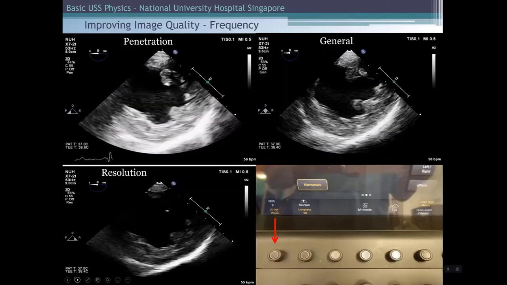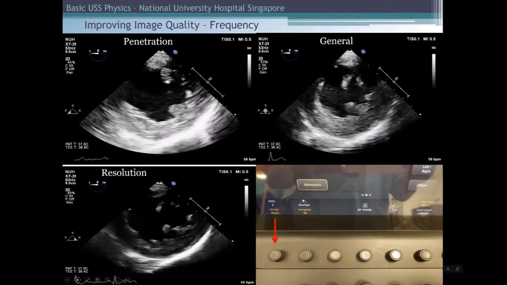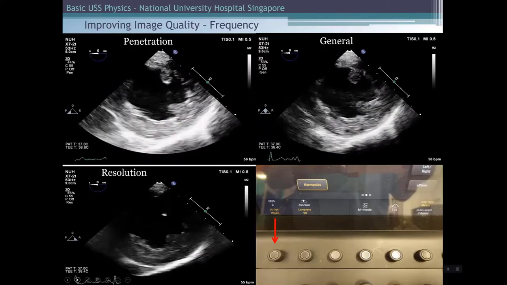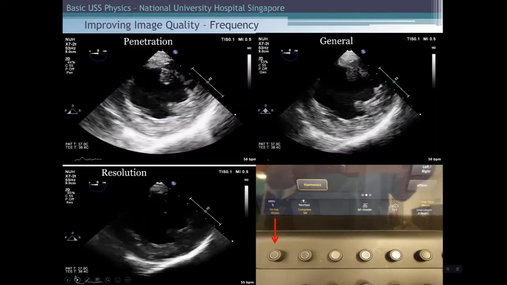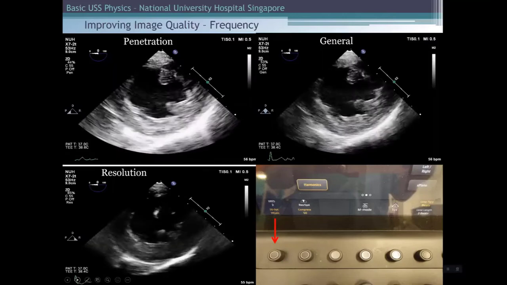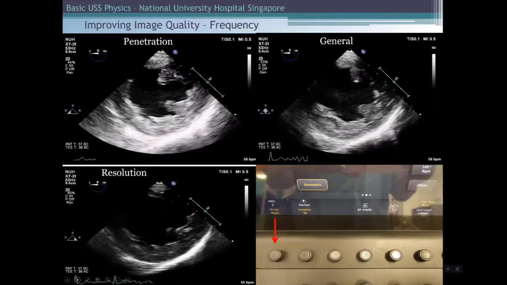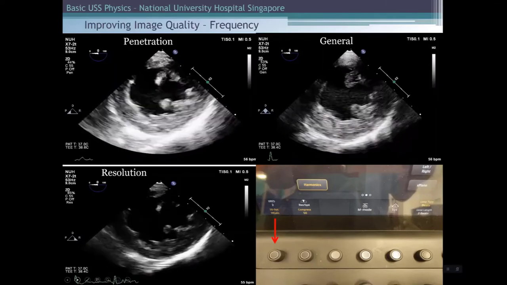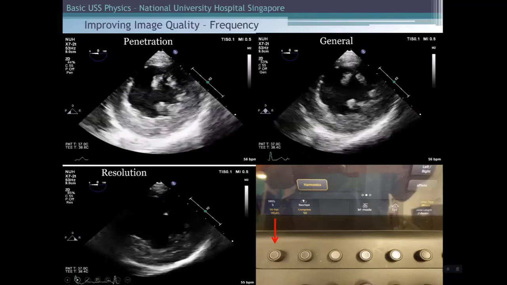Three separate modes can be selected from the Philips machine. These are general, penetration and resolution modes. Penetration mode uses lower frequency and allows for imaging of deeper structures. Resolution mode uses higher frequencies and allows images with better resolution to be obtained. General mode is between the two modes. We can see here that the deeper structures are imaged better with the penetration mode, which uses a lower ultrasound frequency.